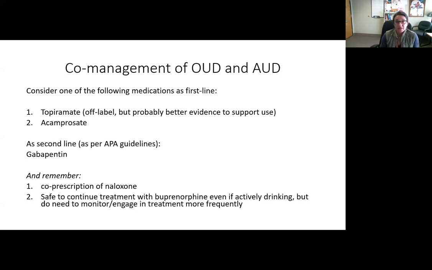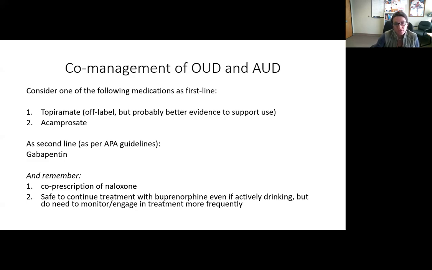It's just that most of the time when people are continuing with OUD, if they're continuing to use or on medication for opioid use disorder, specifically buprenorphine or methadone, then you couldn't use naltrexone. So usually we're offering topiramate, again off-label, but probably has better evidence than acamprosate. And then that second line one, gabapentin, would also be appropriate in many cases. And then just remember always, when you're co-managing OUD, prescribing the naloxone to patients.